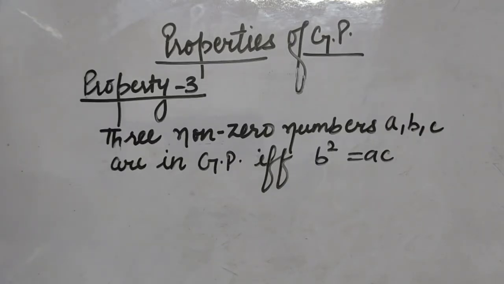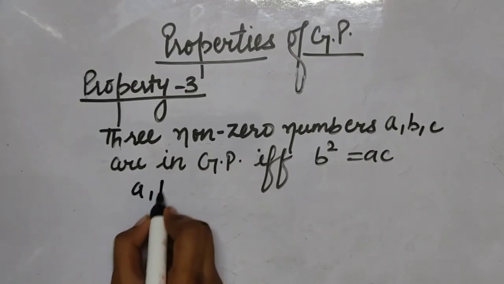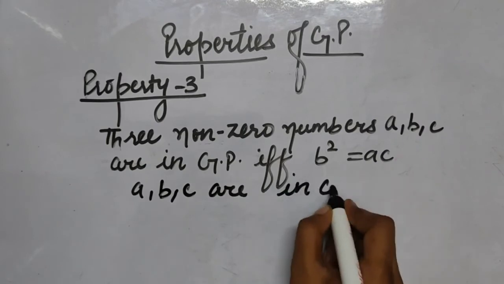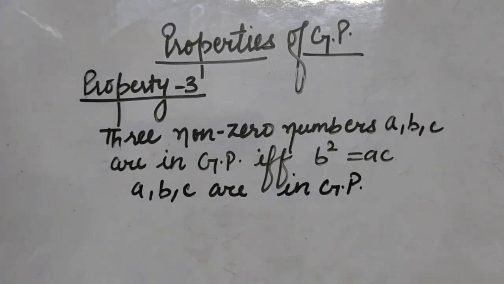Property number 3 says 3 non-zero numbers A, B, C are in a GP if B square is equal to AC. Then how we will prove this property students? Just have a look over here. If I am saying A, B, C are in a GP, so I can derive the result from here that their common ratio will be same.